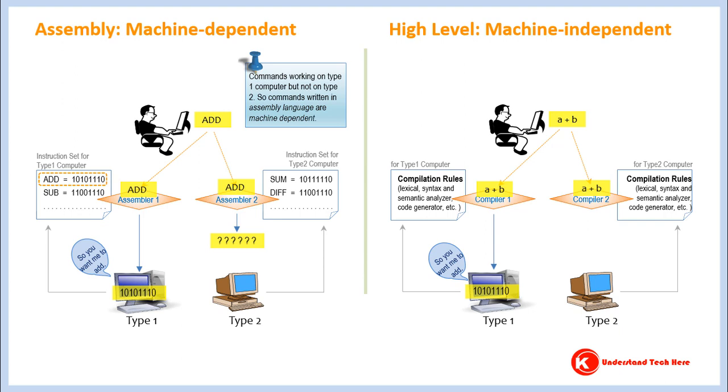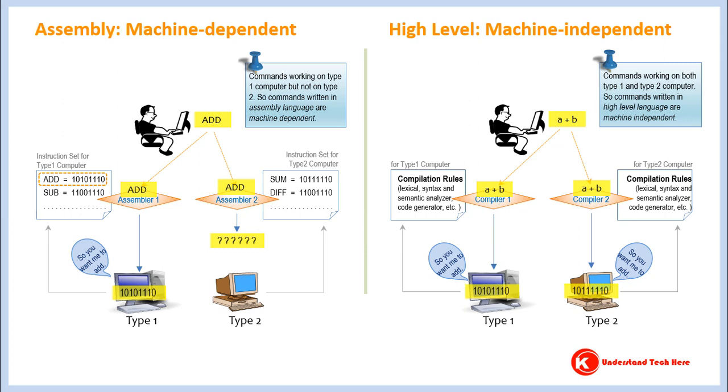Note, combinations of ones and zeros created here will be different from the combinations of ones and zeros created in case of type 1 computer. Now this combination of ones and zeros goes to computer. From this, computer knows that it is being asked to do addition. Here, a person has written command only once, but this command has worked for both computers. That's why programs written in high-level languages are machine independent.